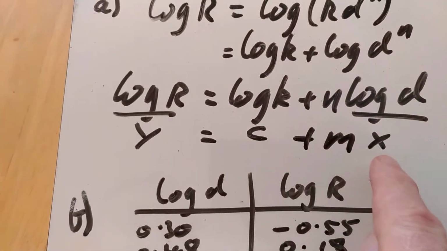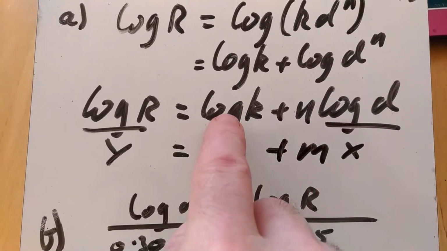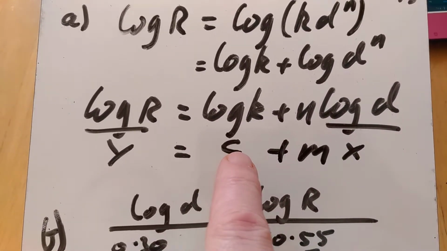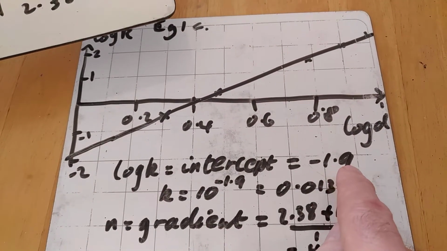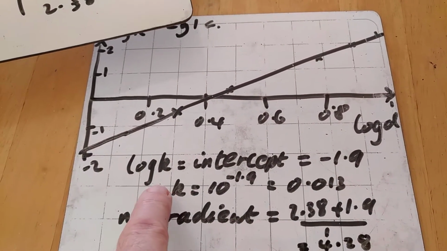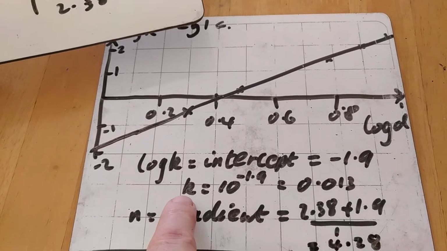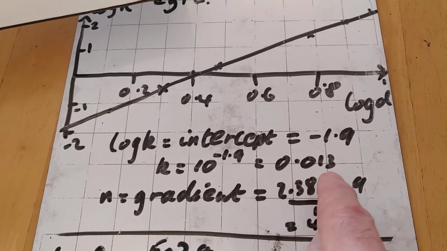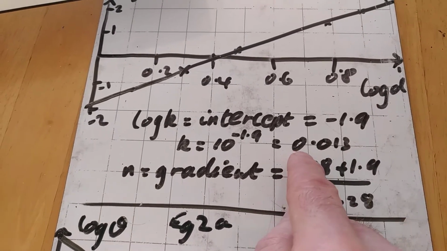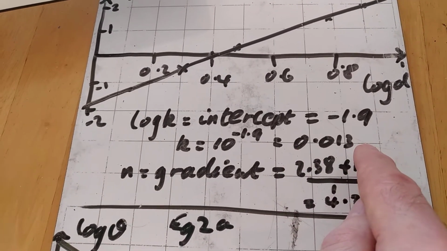And as we said before, y equals c plus mx. C, the intercept, is log of k. My intercept here is about minus 1.9. Because I did log to the base 10, how do I find the value of k then? I do 10 to the power minus 1.9, which is a very small decimal, to 2 SF, 0.013.